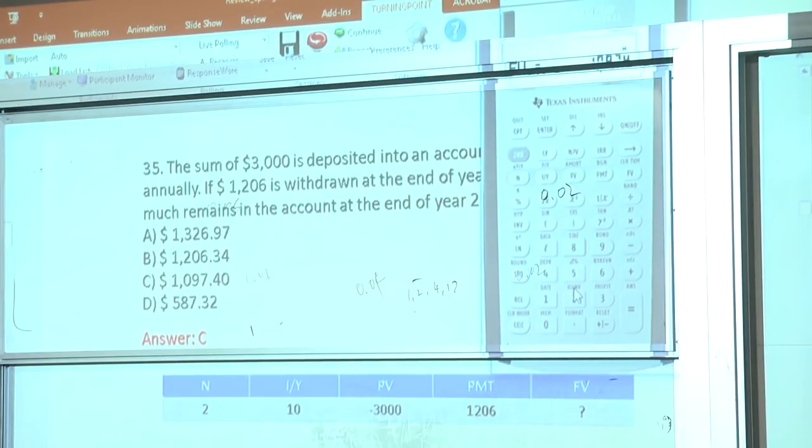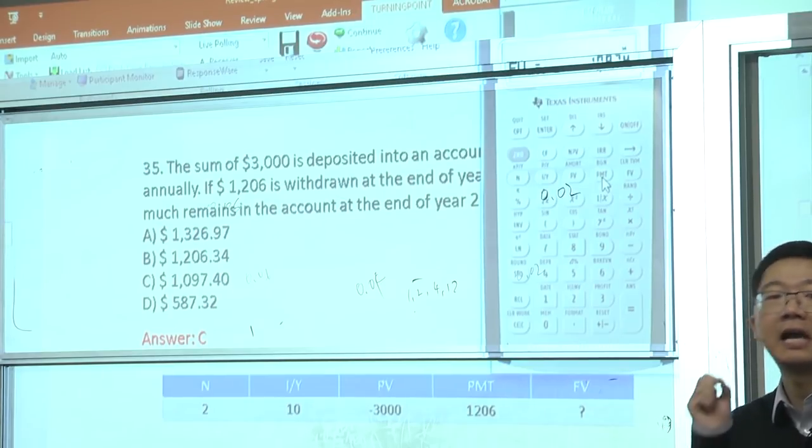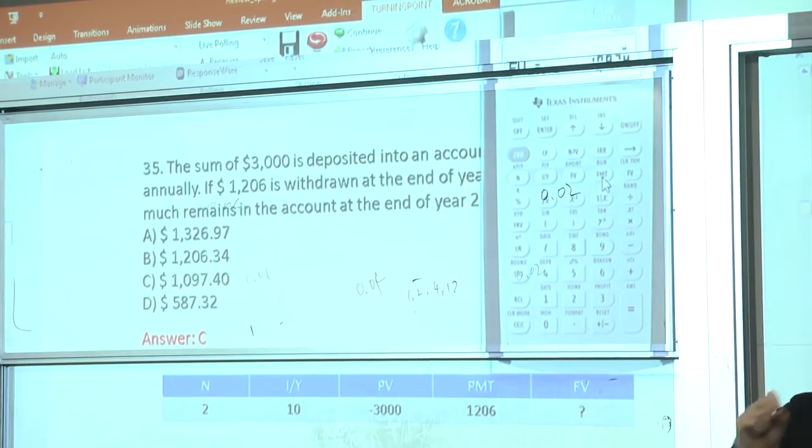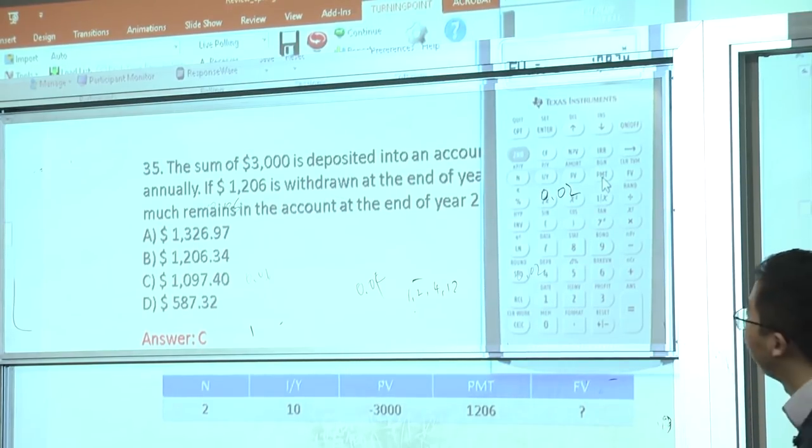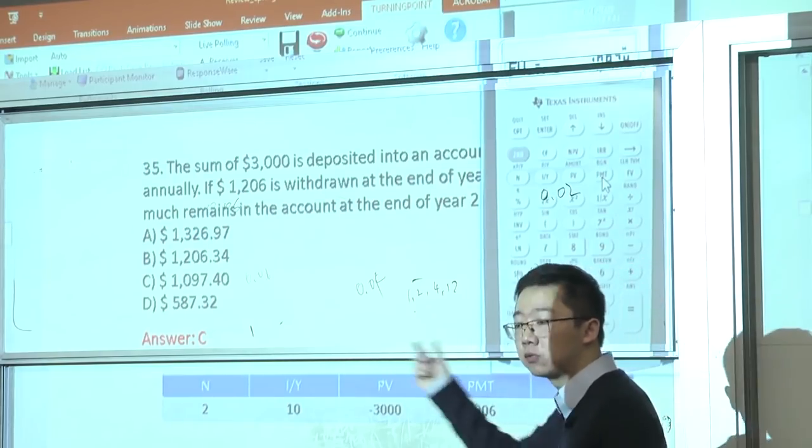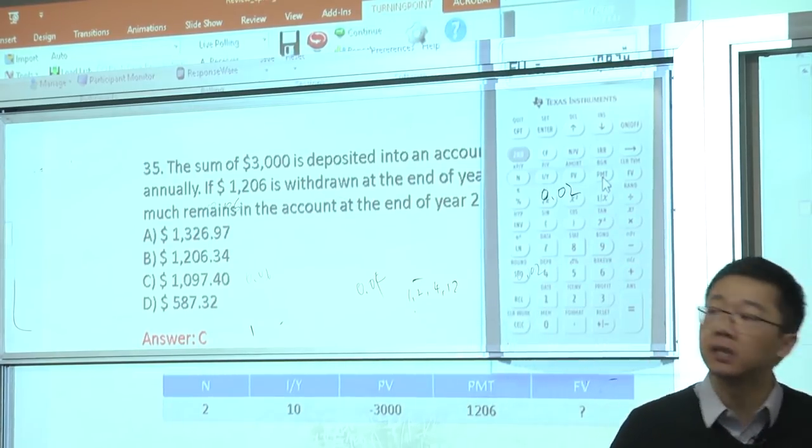The default setting for PMT, the periodic payment, is that the payments happen at the end of each period, with the first payment happening at the end of the first period. We're going to do some other ones where the payment happens at the beginning of the first period.